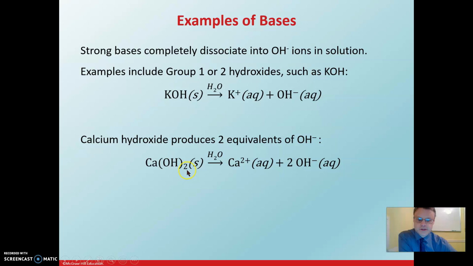And you'll notice there's a little subscript 2 here. That means there are 2 hydroxides. So when this dissociates, we make the calcium 2+ ion. If you remember, calcium likes to have a 2+ charge. And then we release 2 hydroxide ions.